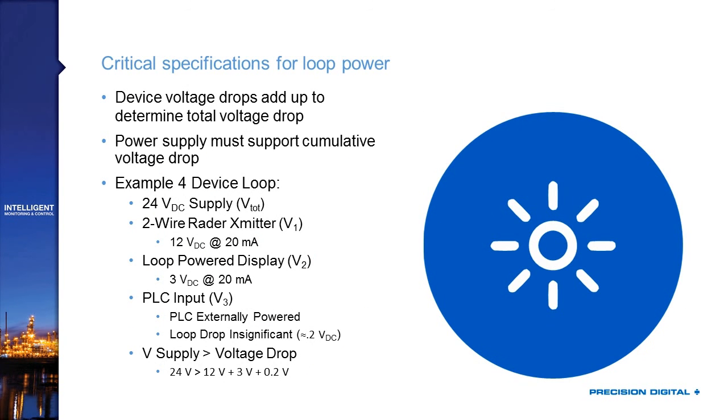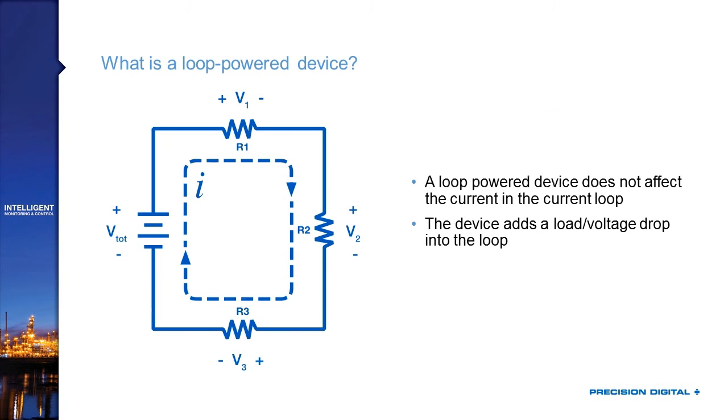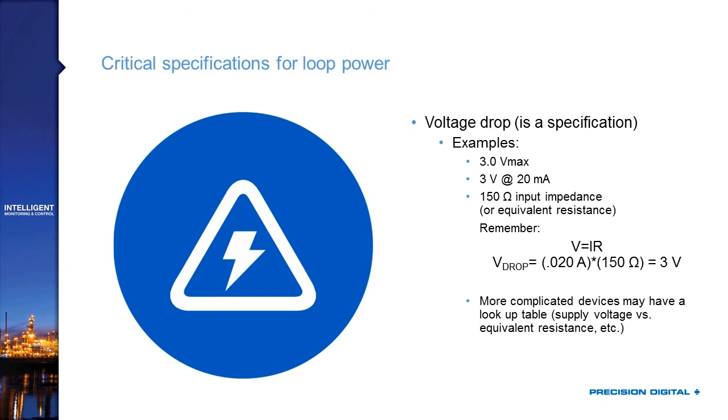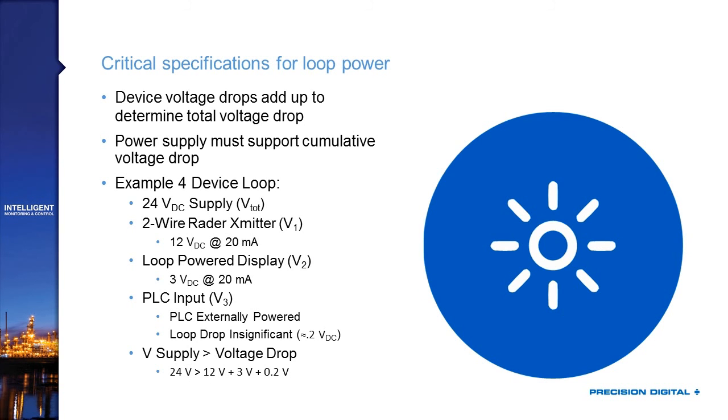Now that I know that, as with the previous example, let's say it's a 3-volt drop, what do I do with that information? Well, the device voltages in your loop add up to determine the total voltage drop. So if I can go back to my circuit slide for a moment, my V1 is going to add to my V2, and it's going to add to my V3, and all three of those together are going to tell me what my total voltage drop is going to be in this loop. And I need to make sure that my power supply, VTOT, is going to be able to provide at least that much voltage, or my circuit's just not going to function. So the power supply must support the cumulative voltage drop of everything in the system.